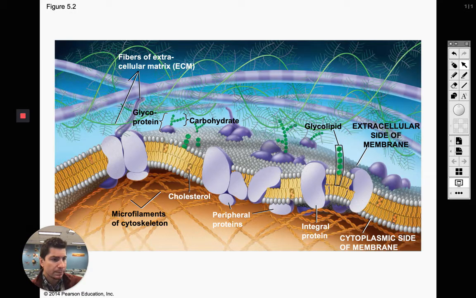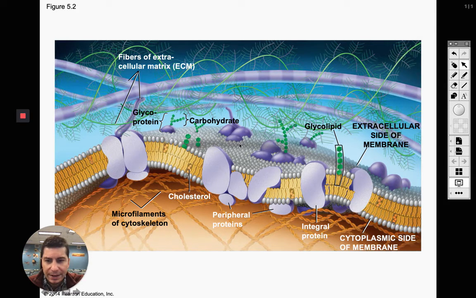Here's a picture of the cell membrane. Okay, you can see everything that goes on. Here are our phospholipids right in the middle there. These big purple things that go right through our cell membrane, those are going to be some membrane proteins. And there's different kinds of proteins. We'll talk about each one.